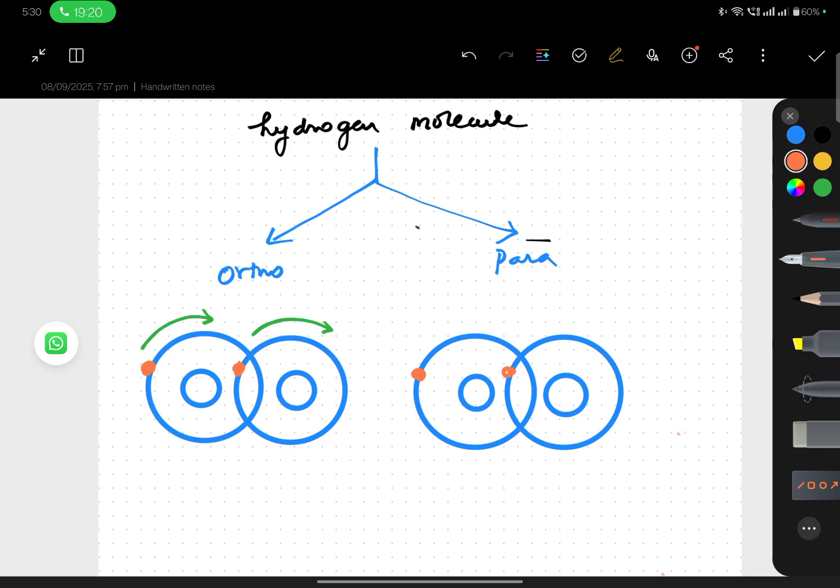So again, what will happen? This electron will spin in this direction. This will spin in the opposite direction. So orthohydrogen will spin in the same direction. Parahydrogen spins in the opposite direction. Please make a note, ma.